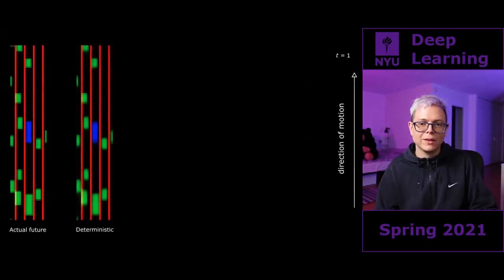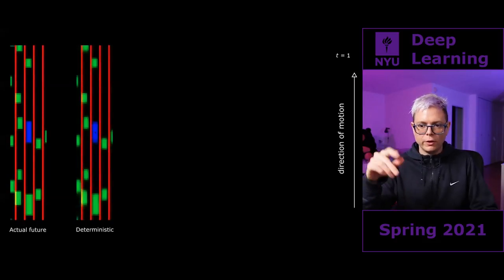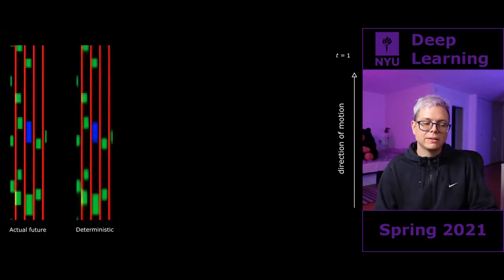So here we go. We're going to have the directional motion, going from bottom to top. On the left-hand side, you see the actual future, what is actually happening. And on the right-hand side, you're going to see this deterministic model. The frame rate is going to be 10 frames per second. And again, you see the timestamp, the discrete time index T, on the top right corner. So here we go.